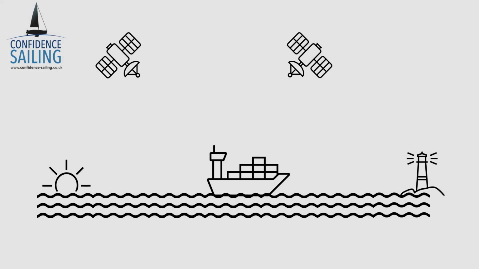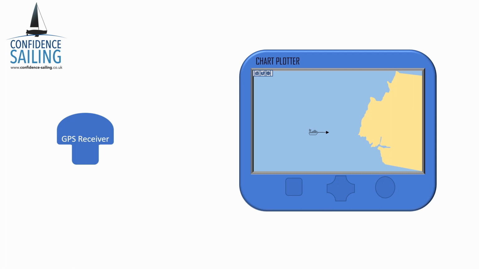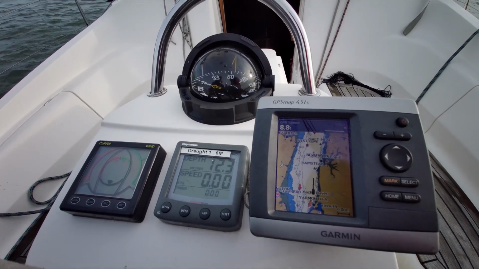Since the year 2000, the population of the world has been able to access timing signals broadcast from a network of US military satellites called the Global Positioning System, or GPS. You can triangulate your position using those timing signals and you'll know exactly where you are anywhere on the Earth. Feed that information into a suitable electronic chart plotter and you can see your position relative to other objects on the chart. Aboard Confidence, we have two separate chart plotters.